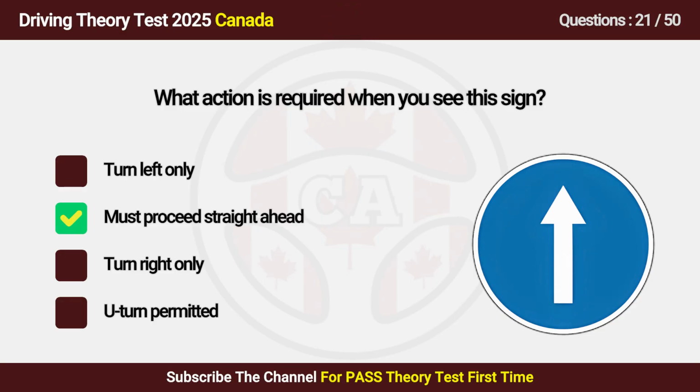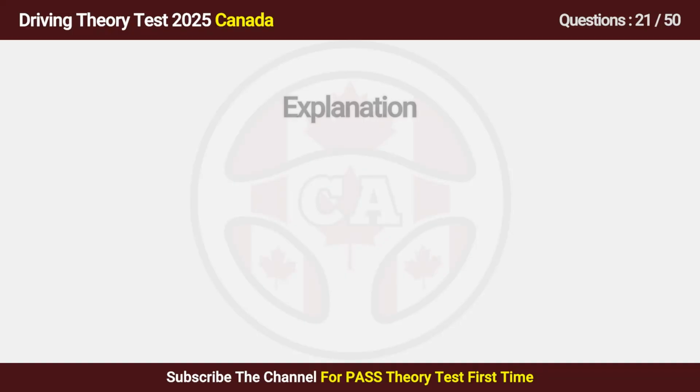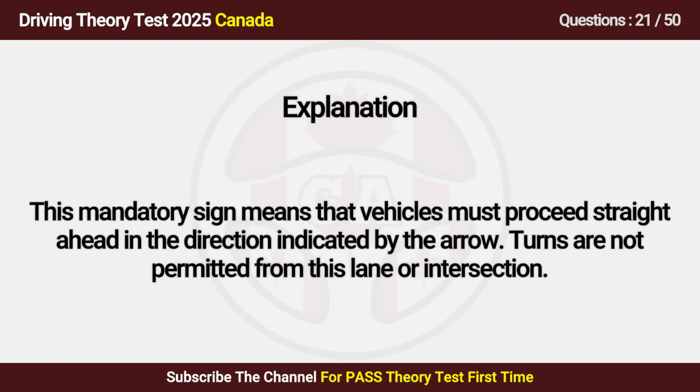Answer is B. Must proceed straight ahead. This mandatory sign means that vehicles must proceed straight ahead in the direction indicated by the arrow. Turns are not permitted from this lane or intersection.